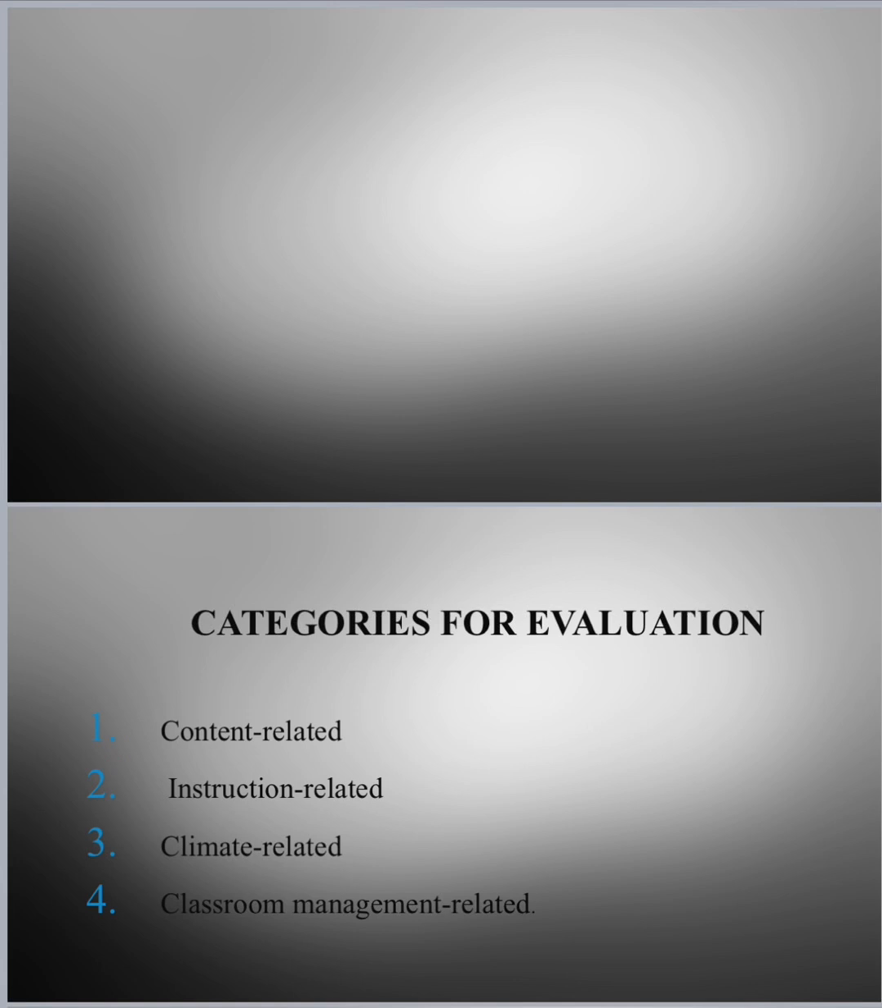My topic under Lesson 4, Evaluation of Classroom Instruction, is categories for evaluation. Now, there are 4 areas or categories for evaluation. This is on the part of the teacher. So, these are the areas subject for scrutiny during observation of classroom instruction. First, the content-related. Second, instruction-related. Third, climate-related. Fourth, classroom-related.